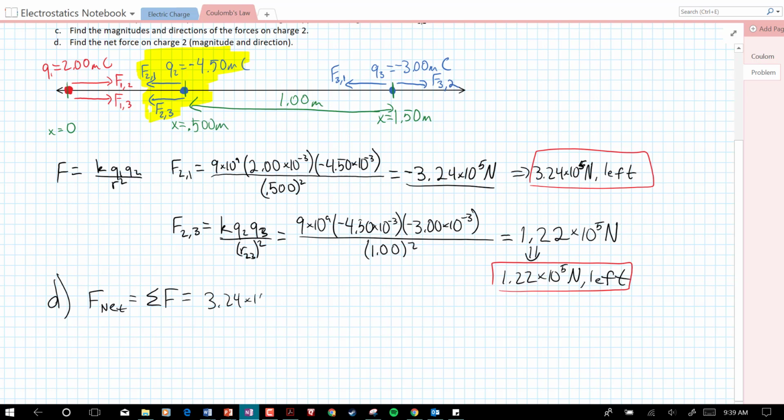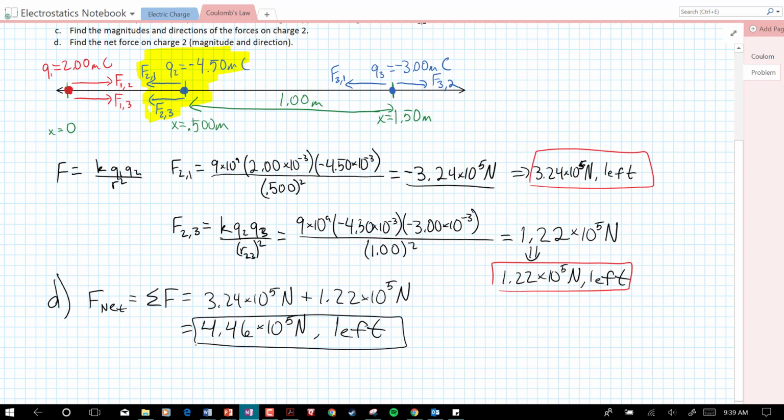3.24 times 10 to the 5 newtons plus 1.22 times 10 to the 5 newtons. And the magnitude of that is 4.46 times 10 to the 5 newtons. And since we have left and left, the direction is going to be to the left.